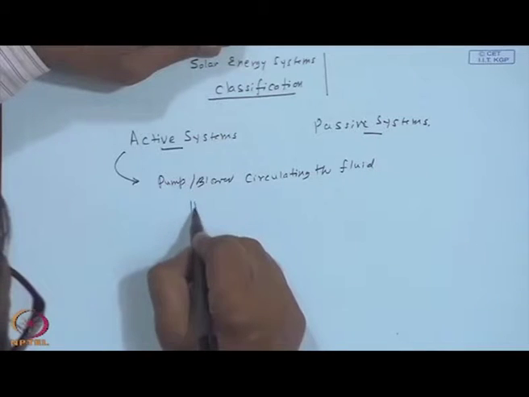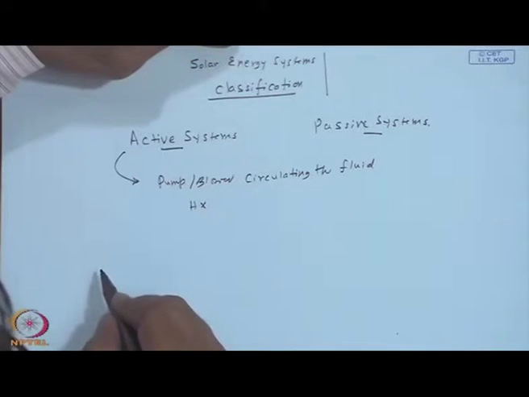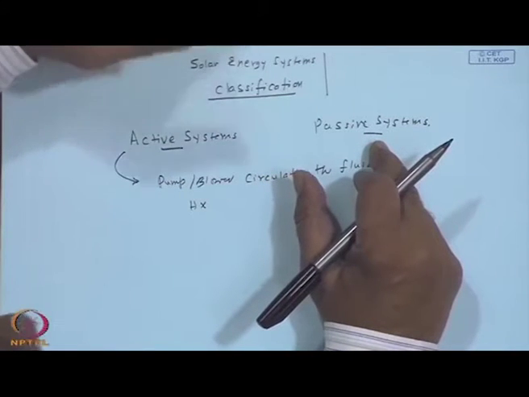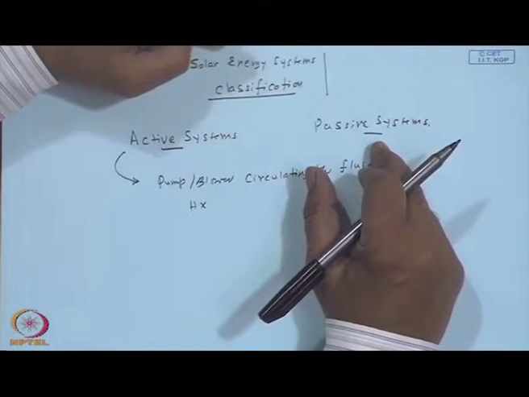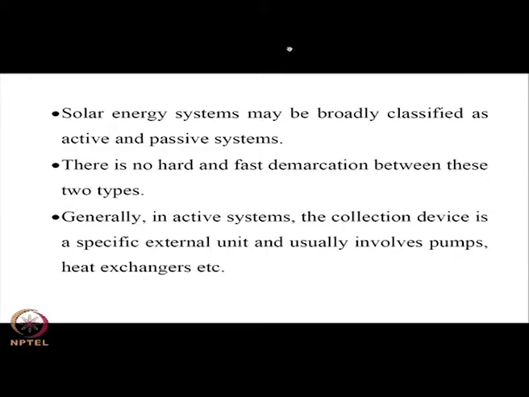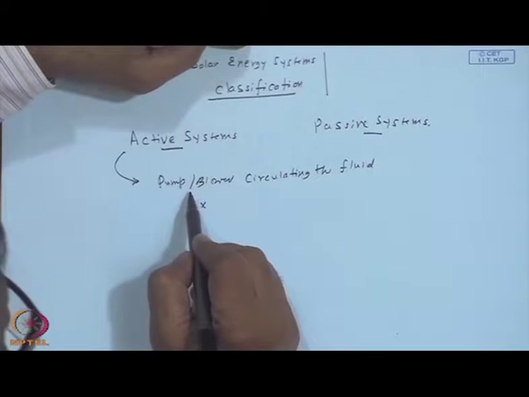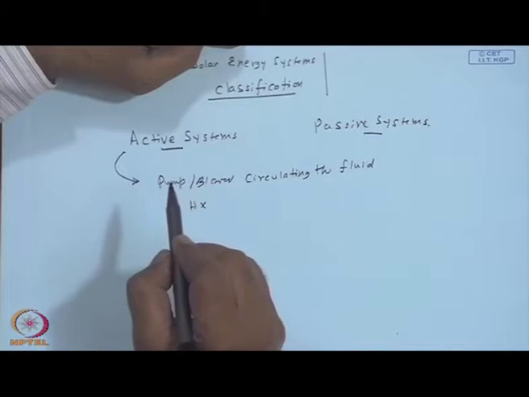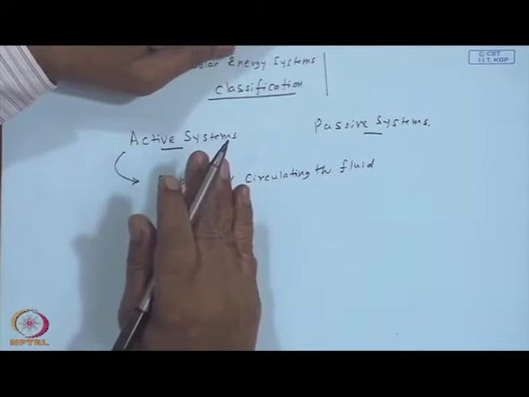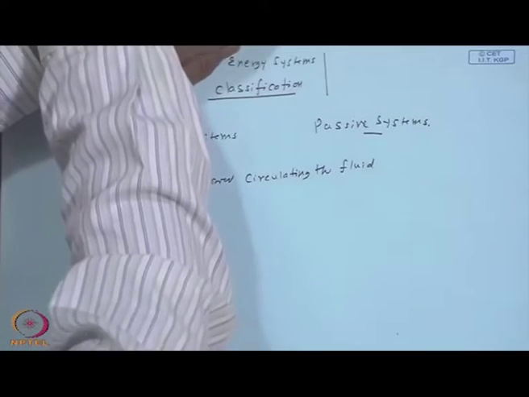And there may be heat exchangers, but this is not to say one can have a counterpart passive system like a greenhouse, which we'll deal with a little later, which may have a small fan to exhaust the hot humid air. So, that is not an active system. Similarly, if there is no pump and it is being circulated by thermosiphon action, still it may be considered a flat plate collector system, an active system.